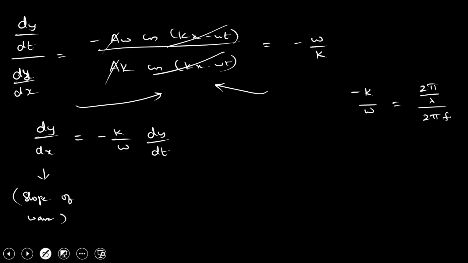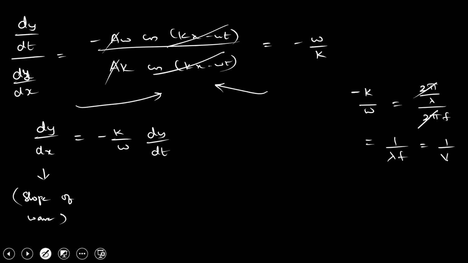Can I write it as 2 pi into m? So 2 pi and 2 pi get cancelled. This will be equal to 1 by lambda times m. What is 1 by lambda times m? It is 1 divided by, just now we saw, it is called as the wave speed.